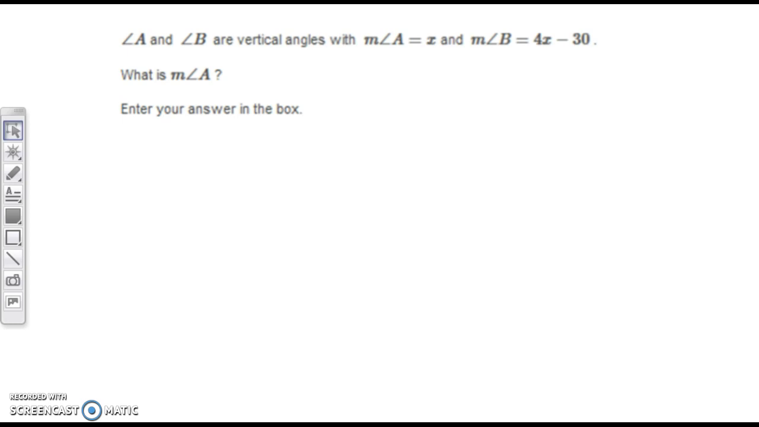Alright, here's the first one. It says angles A and B are vertical angles, and the measure of angle A is x and the measure of angle B is 4x minus 30. What is the measure of angle A? Because we know they're vertical angles, they have to be equal. So I'm going to take the measure of angle A and set it equal to the measure of angle B.